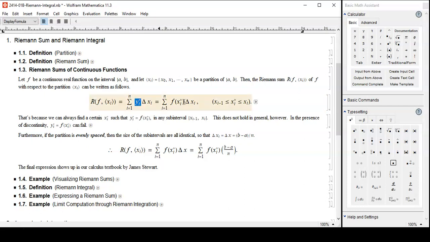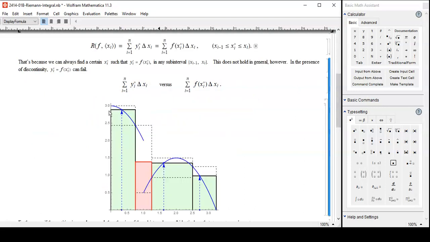This yi star can be replaced by f of xi star, and that randomness of yi star can be passed on to the randomness of xi star anywhere in between x of i minus 1 to xi. Here's a visualization. So for any yi star here in the first interval, third interval, or fourth interval, you can find the appropriate xi star down here as blue dots so that the function values are the y-coordinates. But that doesn't work for the red rectangle here because there's no crossing due to discontinuity.